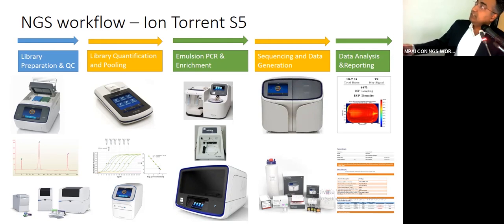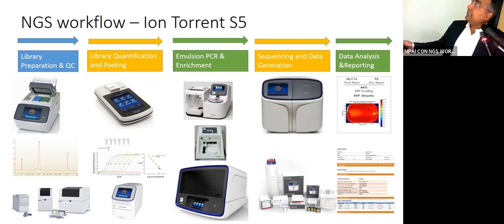Then you have your emulsion PCR and enrichment, and this could either be manual, using the OT2, or automated, using Ion Chef. Different equipment is available here. So either manual or automated, and you sequence. This is the sequencer, the S5, and there are preloaded cartridges available.